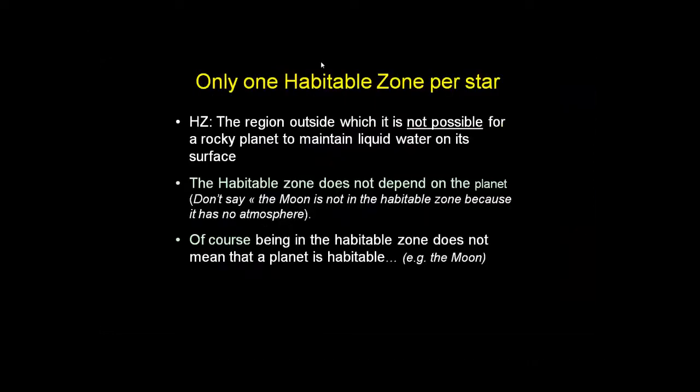So that's the point. The habitable zone may be defined as the region outside which it is not possible for a rocky planet to maintain liquid water on its surface. So that really means there is in some way only one habitable zone. We'll see it's a little more complex than that. That also means the habitable zone does not depend on the planet. It only depends on the star. So you should not say the moon is not in the habitable zone because it has no atmosphere. It is in the habitable zone, but of course you can be in the habitable zone and not be habitable, like the moon.